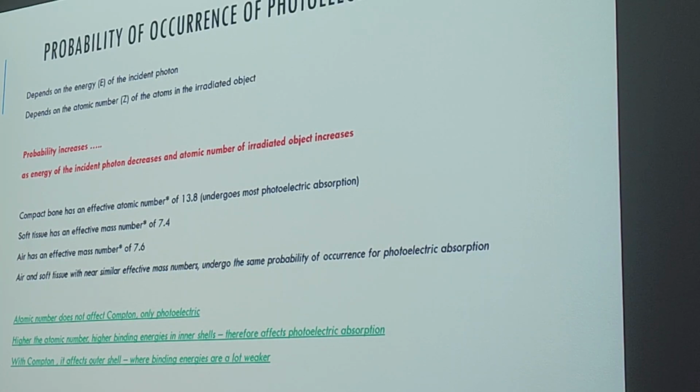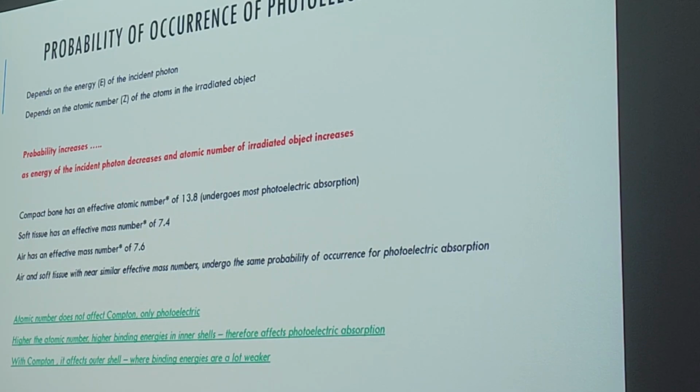So bone has the highest, which is 13.8. Soft tissue has 7.4, and air has 7.6. Out of these three, which one do you think experiences photoelectric absorption the most? 13.8. Bone, because it has the highest atomic number. And because air and soft tissue are sort of similar, they have about the same probability of photoelectric absorption.